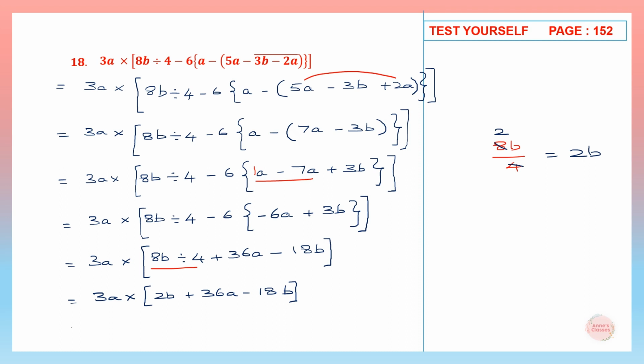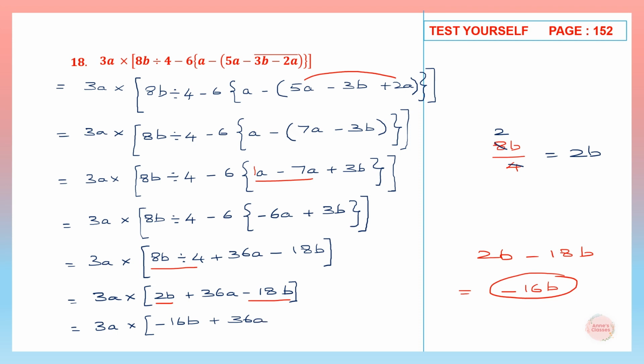So now what do we have? We still have 3a here into. Now let's see what is inside the brackets. If there are like terms, we can work on that. So we have 2b minus 18b. So 2b minus 18b. When signs are different, we put the sign of the bigger number and subtract. 18 minus 2 is 16. Minus 16b we have to write there. So this will be 3a into minus 16b plus 36a.